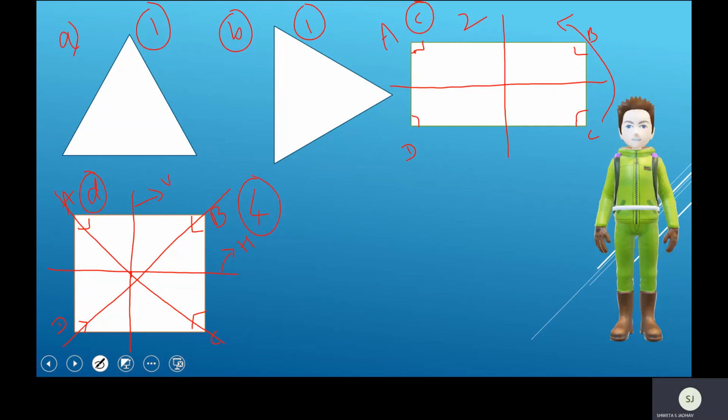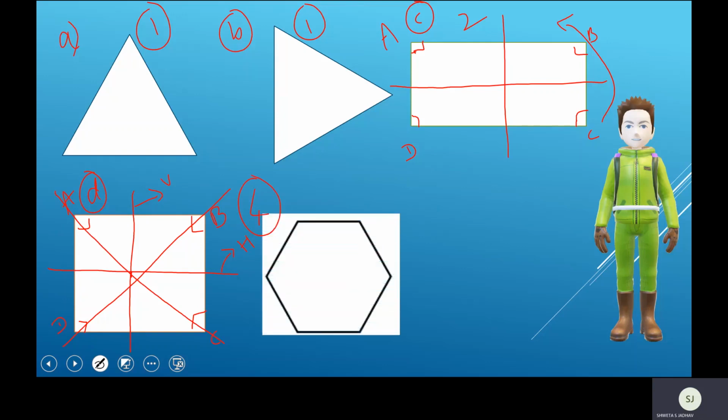What about more than 4? Do we have any figure which has more than 4 lines of symmetry? Let's see. This is a hexagon, where we can try making symmetries in different ways. First, when we take a vertical line of symmetry, we can form exactly two parts.